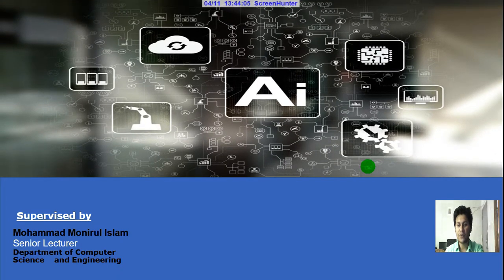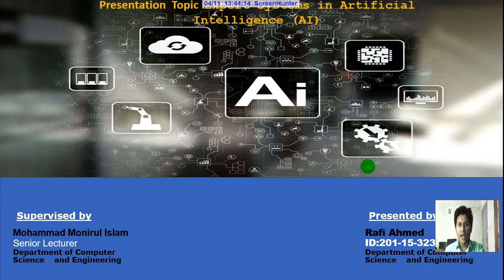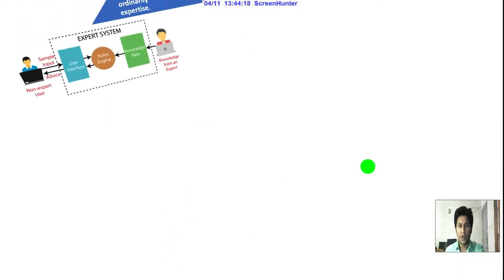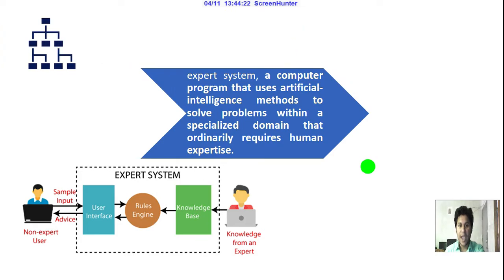I am Rafi Ahmed. My student ID is 201153232. My presentation topic is expert system in artificial intelligence. First of all, I would like to talk about what is meant by expert system. An expert system is a computer program that uses artificial intelligence methods to solve problems within a specialized domain that ordinarily requires human expertise.